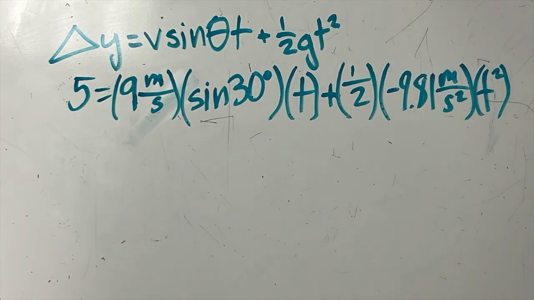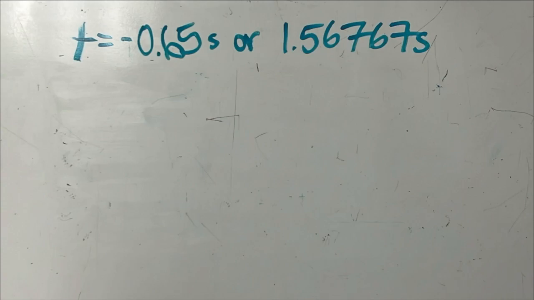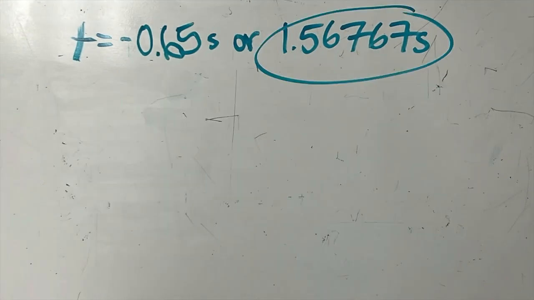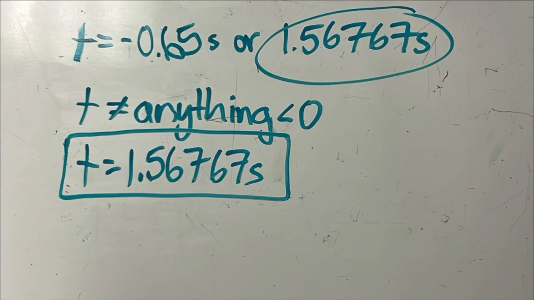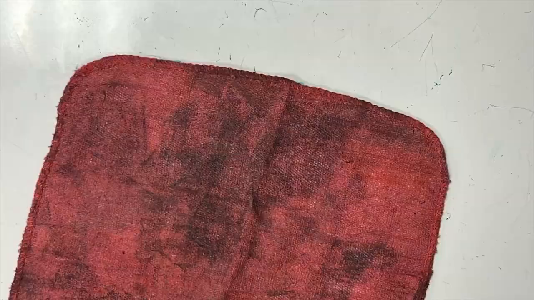After plugging in all of his numbers and solving for t, he ended up getting t equals negative 0.65 seconds, or 1.56767 seconds. And he got two answers because he used the quadratic formula in this case. But since t can't be lower than 0, that means t equals 1.56 seconds, which means that he was airborne for approximately 1.56 seconds.